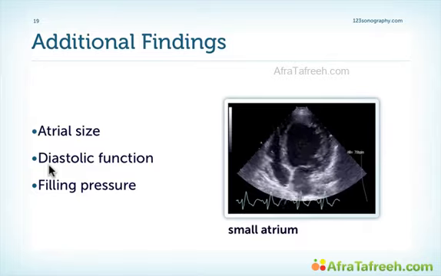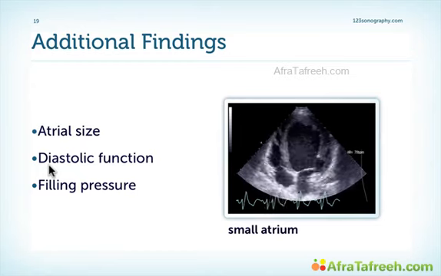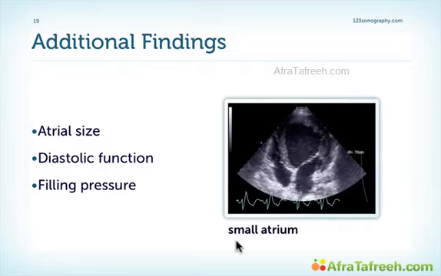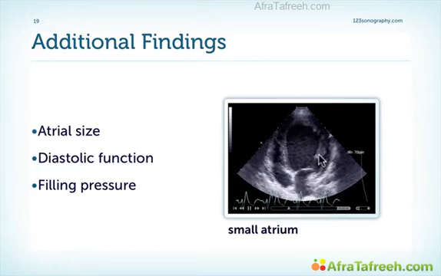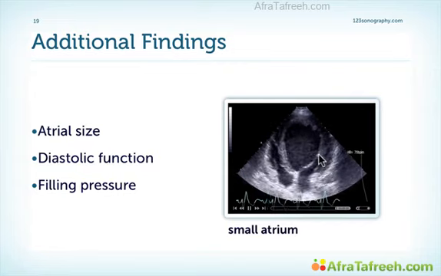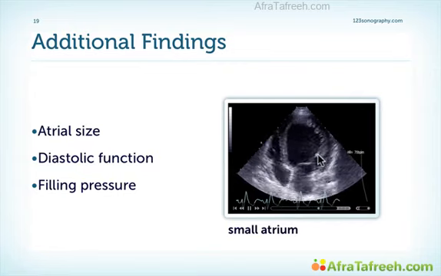There are a number of additional findings in patients with dilated cardiomyopathy. For example, very often you will find an increase in left atrial size. However, as you can see in this example, the left atrium does not necessarily have to be very large. In this patient, it could mean that the patient has a good prognosis, simply because it could mean that left atrial filling pressure is not elevated.